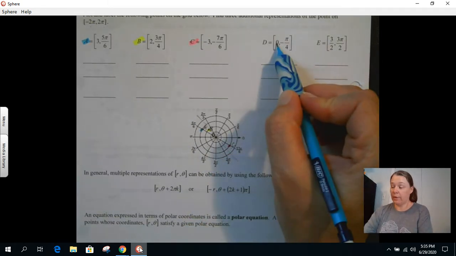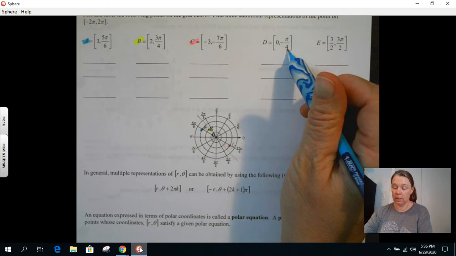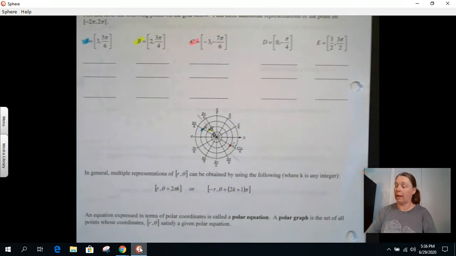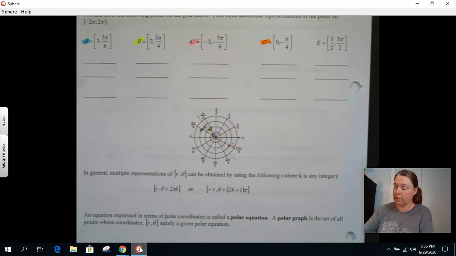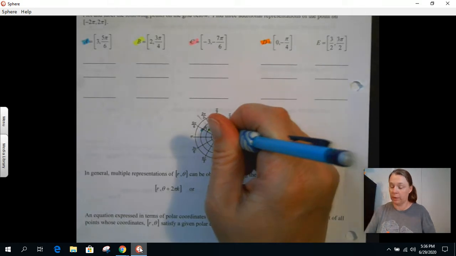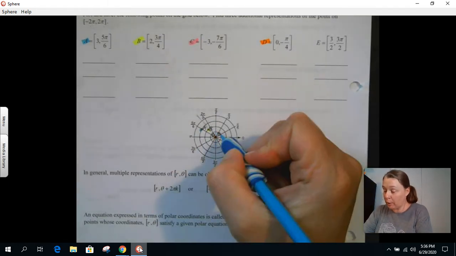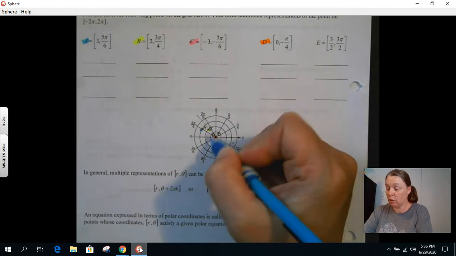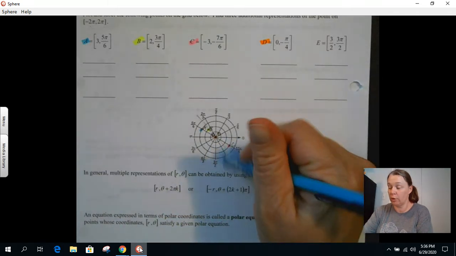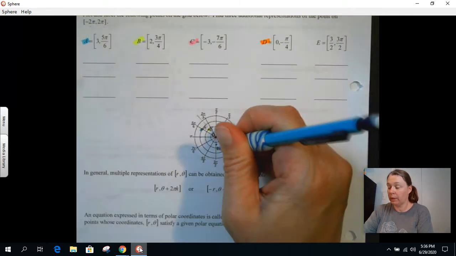Okay, this one has a radius of nothing, so it stays at the origin. If the radius is nothing, it doesn't matter what this angle is, no matter what, my point is going to be at the origin. So my D is just at the origin. All right, and then the last one, 3 halves, which would be a radius of 1.5, and then an angle of 3 pi over 2. Again, you can either go out a radius of 1.5 and then do the rotation to 3 pi over 2, or you could go to the angle 3 pi over 2 and then go towards it 1.5 and put your point there. So that would be my point E.